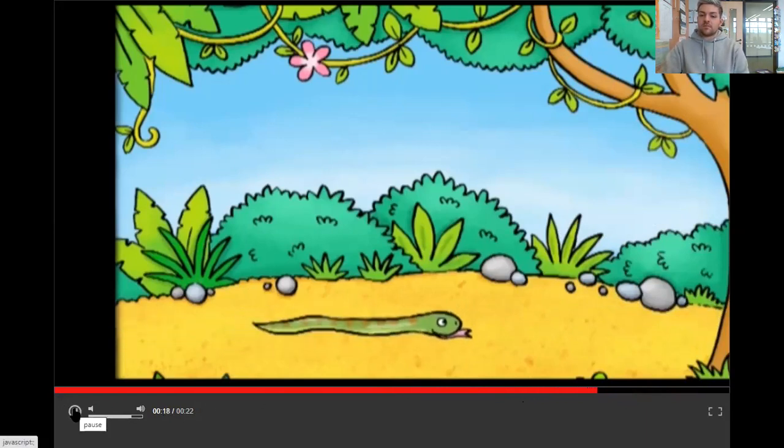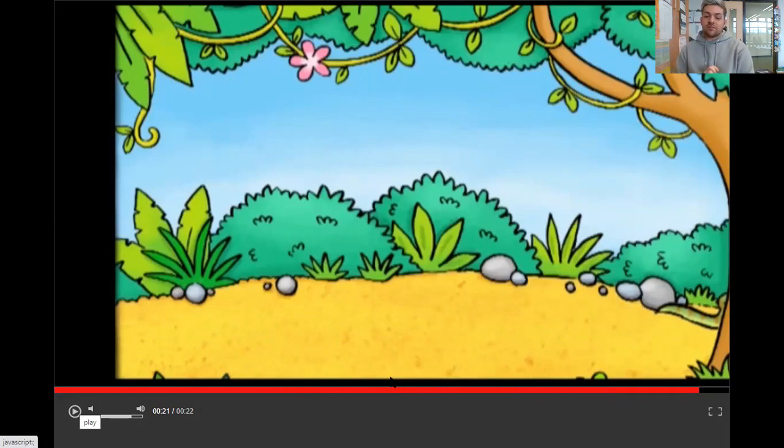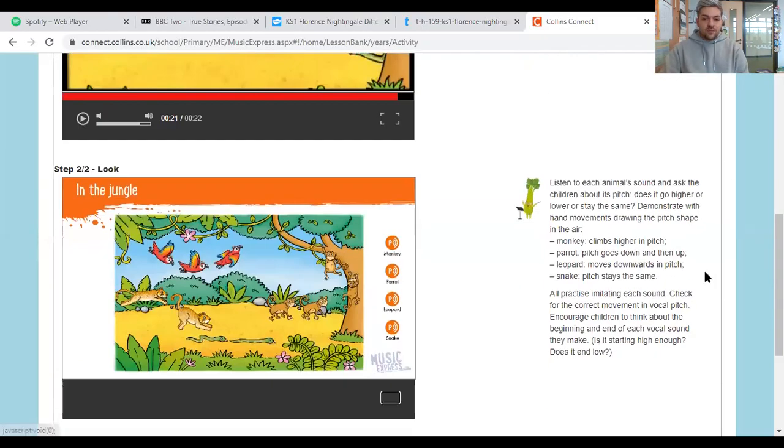Okay, so hopefully you said that the snake stayed at the same pitch throughout. It wasn't really high and it wasn't really low. It was about in the middle pitch and it stayed the same throughout. The pitch didn't change. Okay, so that's all 4 of the animals.